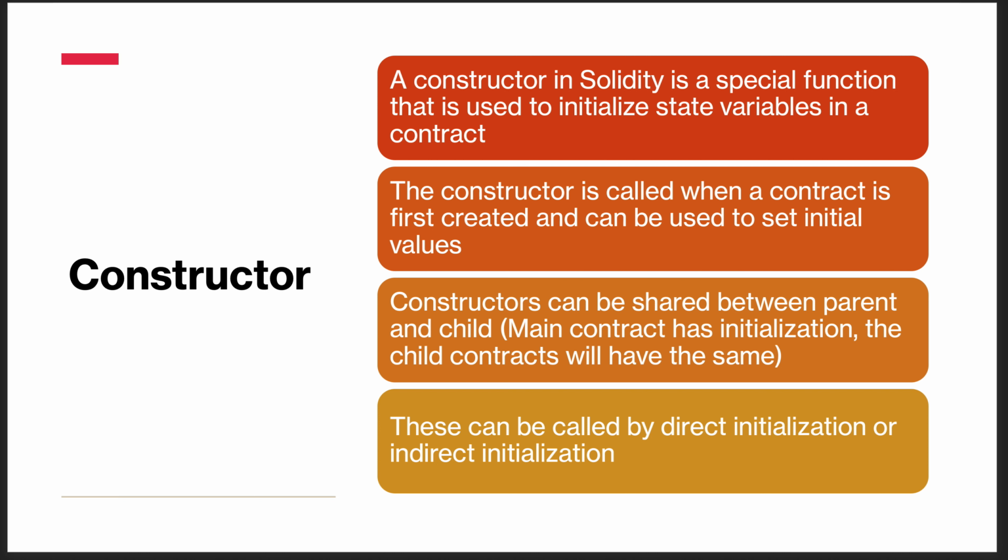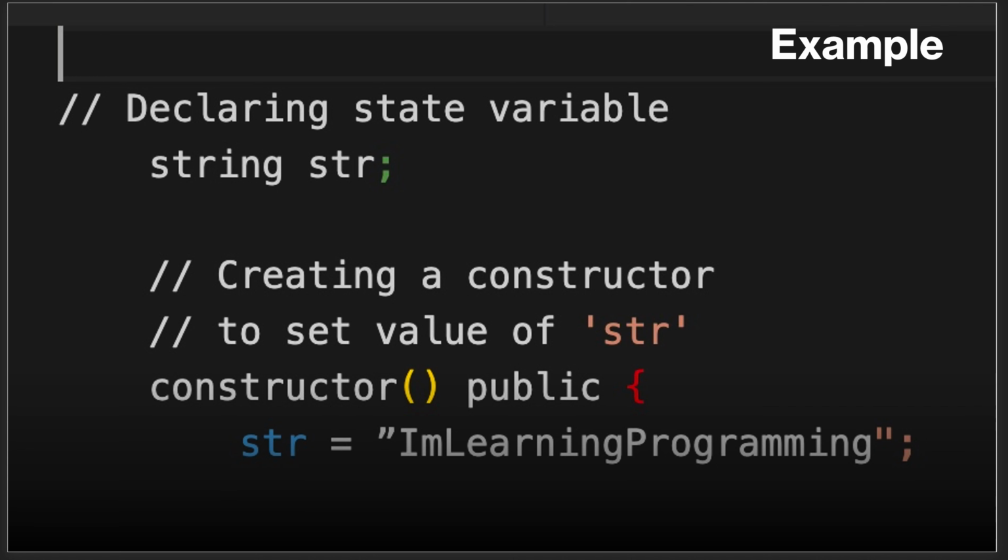Now, these can be called by what's called direct initialization or indirect initialization, and they look really crazy easy. So we declared a variable, string str. And now we're going to make a constructor out of that string. So we set a value of str to be a thing. So we'll make a constructor and we'll make it public, which means anyone can get to it. And then we'll say str is the string I'm learning programming. And that's all it is.